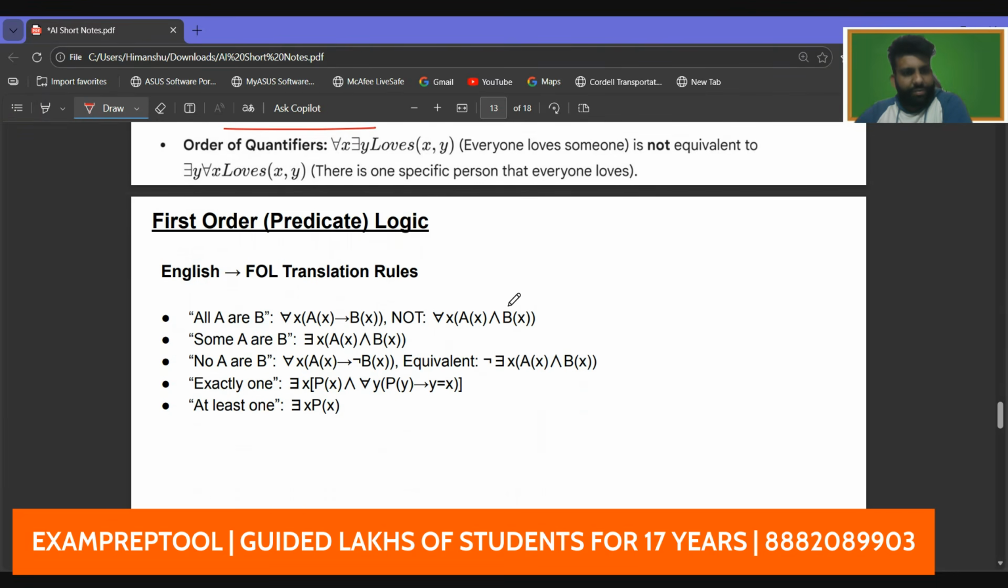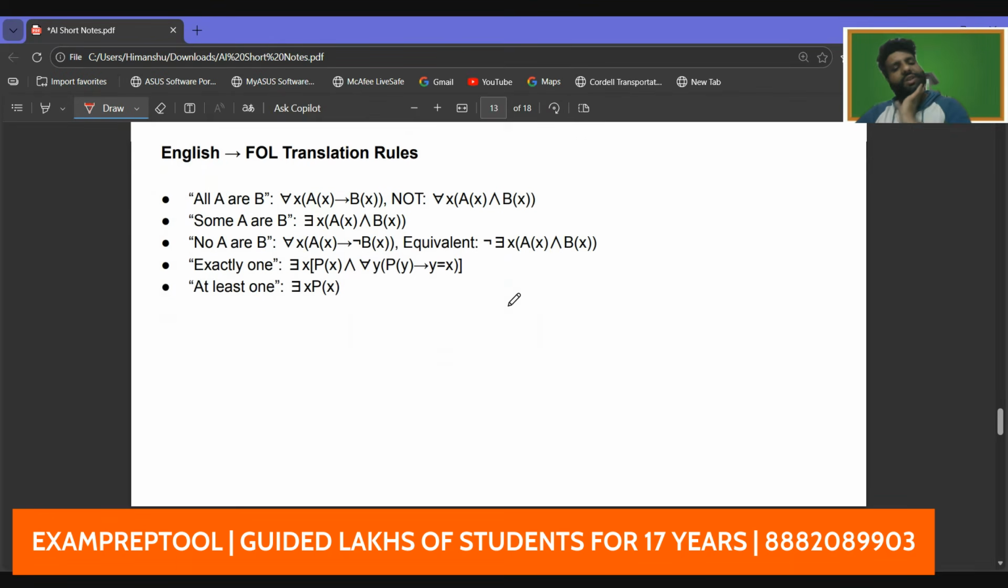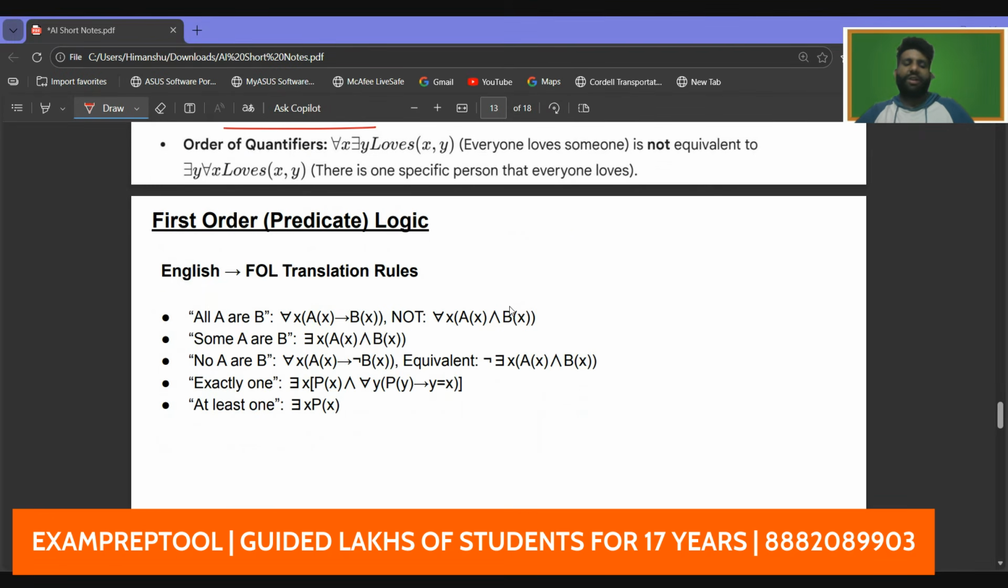Okay. Now some translation rules before moving on to the reasoning under uncertainty over here. So all A are B, you know this. So point to be noted, do not bring this up.